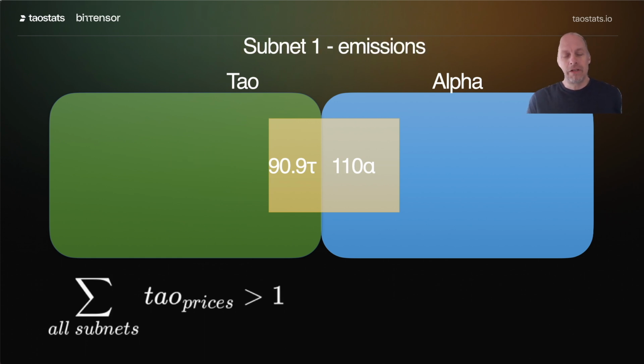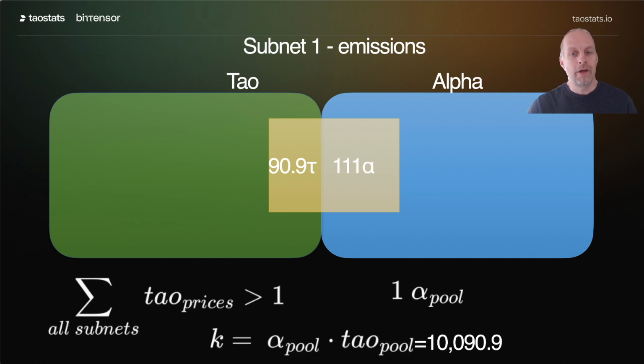Let's talk a little bit about emissions. There are a couple different ways that emissions are going to work in a dTAO world. If you sum up the tau prices across all of the subnets and the sum is greater than one, we need to reduce the price of alpha. The way we're going to do that is inject one alpha into the liquidity pool. So we're going to go from 110 to 111. And interestingly, what that does is it changes K. So K can change when an alpha is emitted into the liquidity pool. And so now you can see our K is 10,090.9. That's going to lower the tau price and bring everything down so that the sum is closer to one.